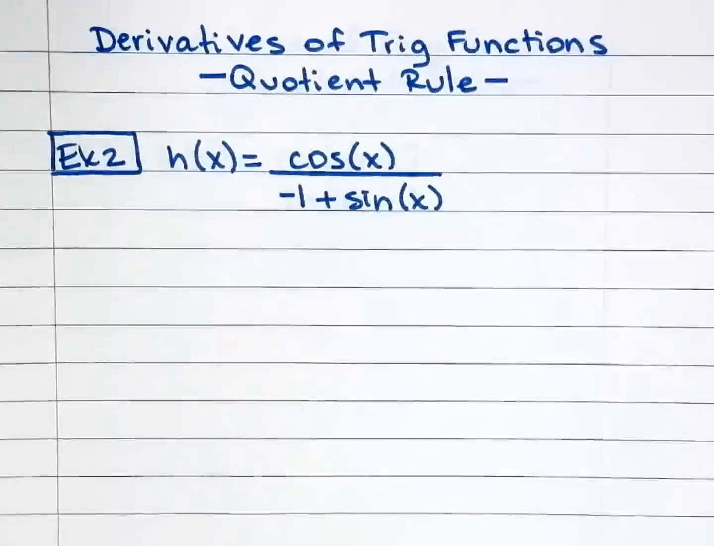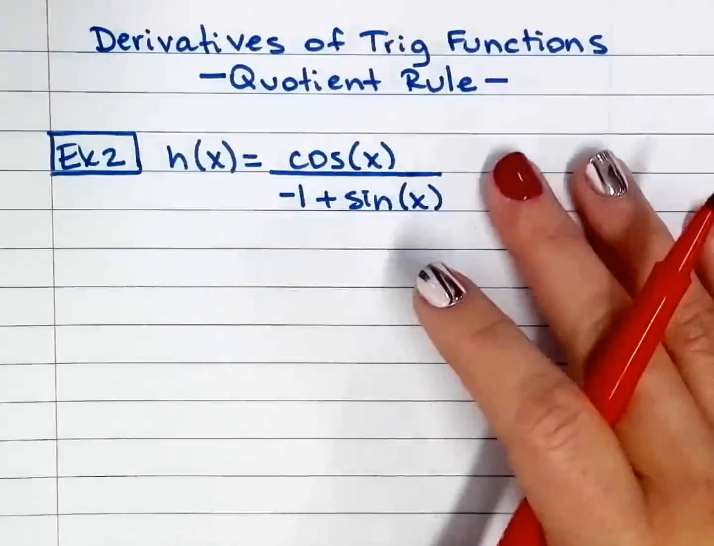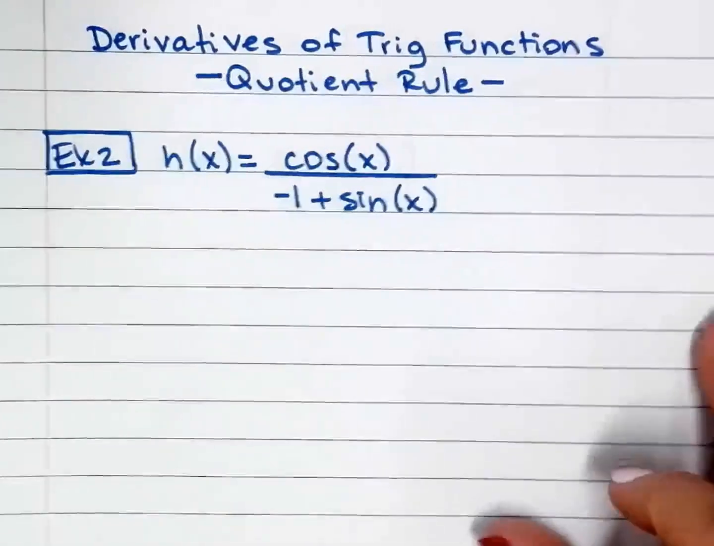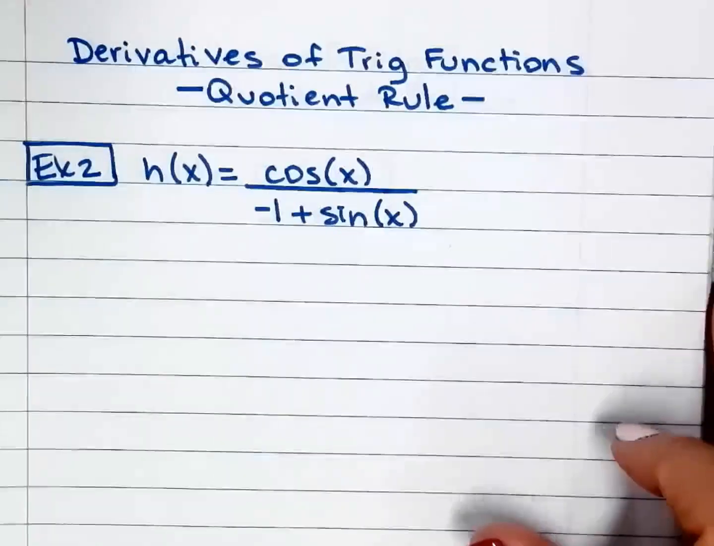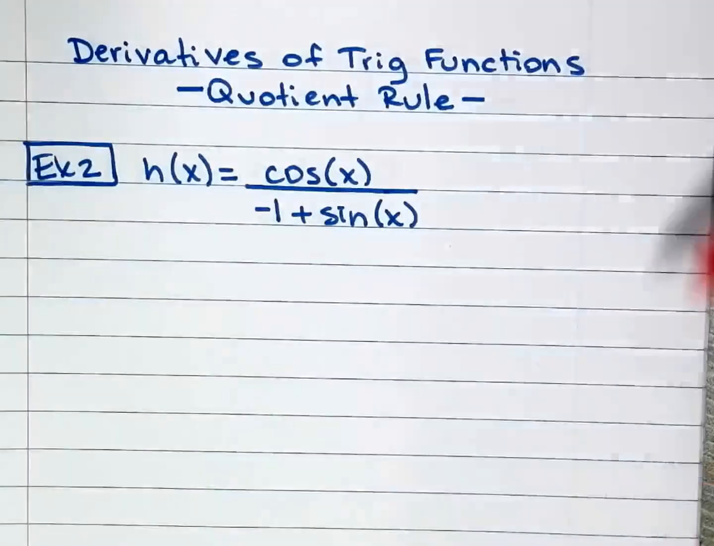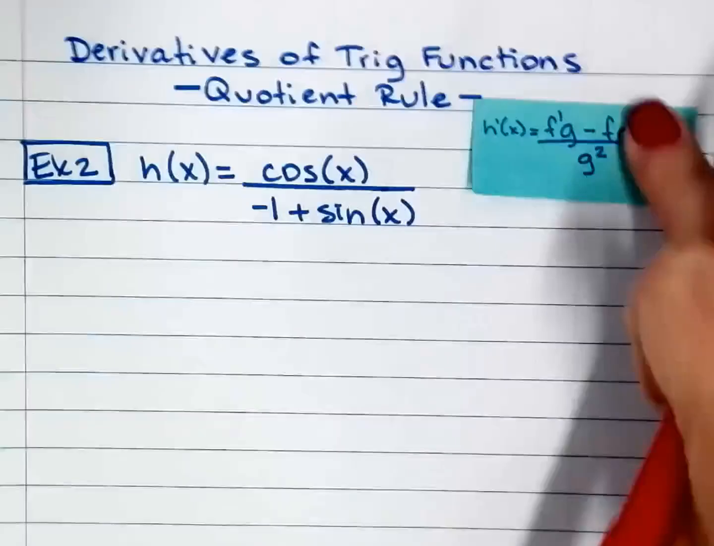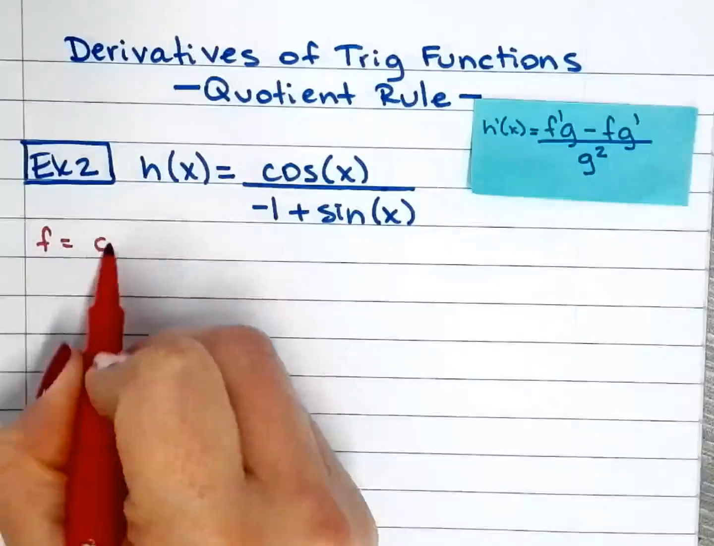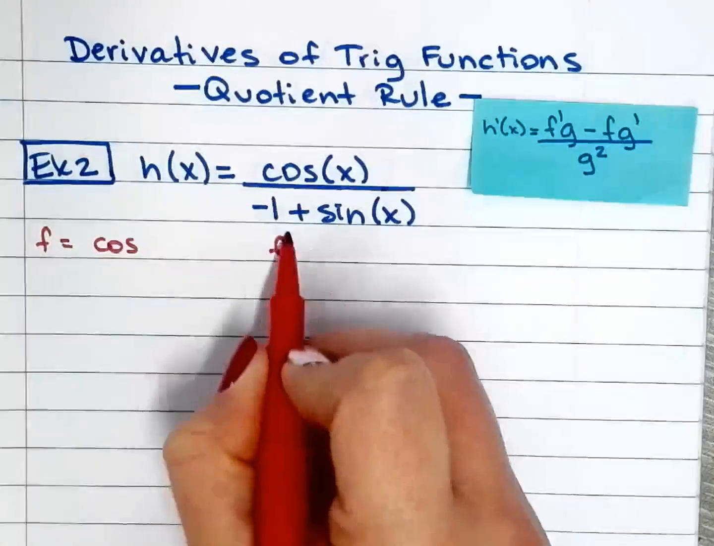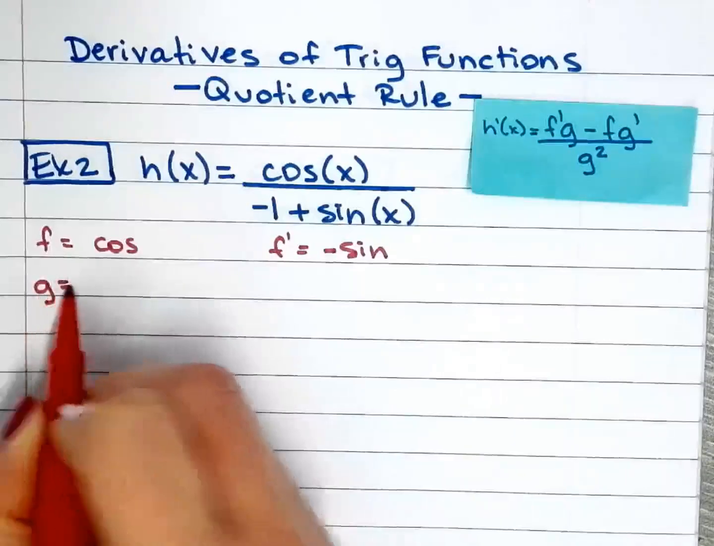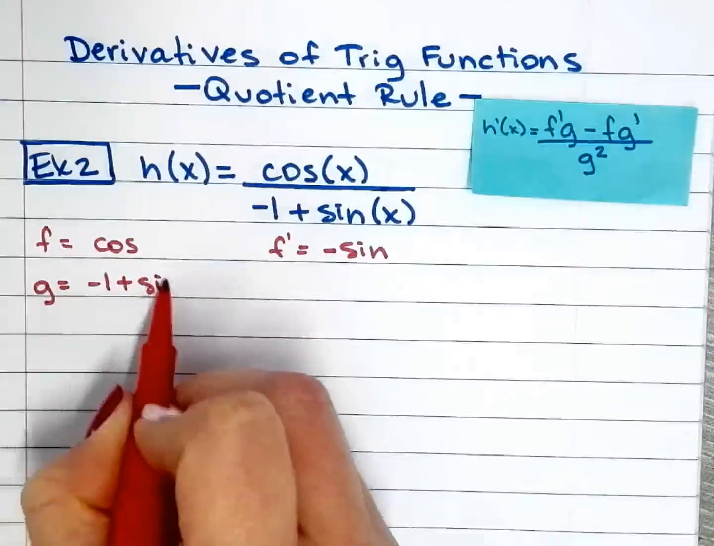Okay, question 2. We have one that when I'm trying to find the derivative of the numerator, I would not have 0. And that's not pretty. But it's okay, we're smart, we can handle it. It's not as bad as it looks. Okay. F will be cosine. F prime will be negative sine. G is -1 plus sine.